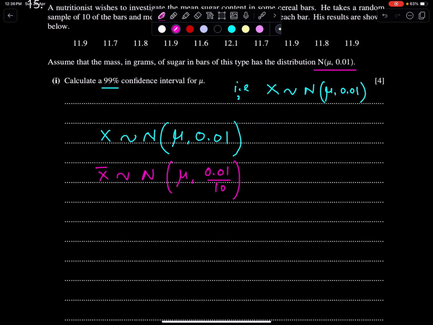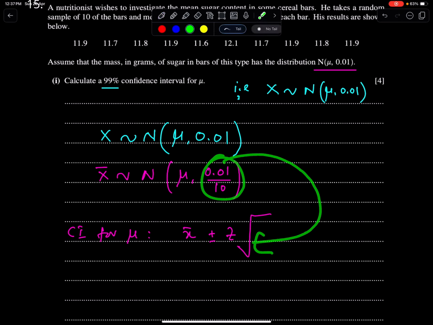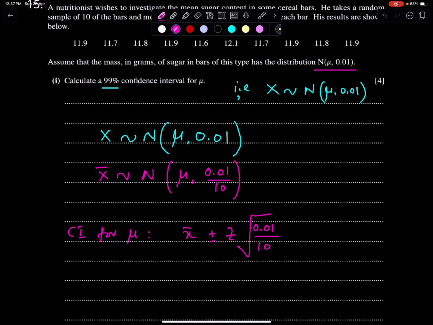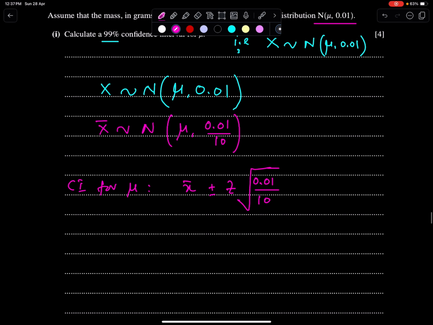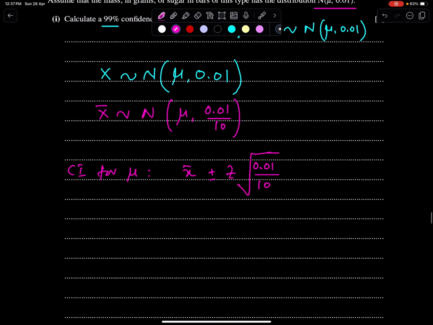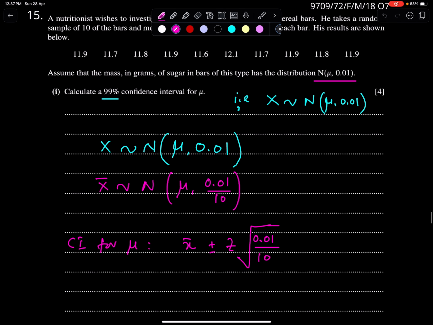And the formula of confidence interval for mu for case A is x bar plus minus z under root of variance, 0.01 over 10. Now we need the value of x bar and z. For z we have to check this, 99%.